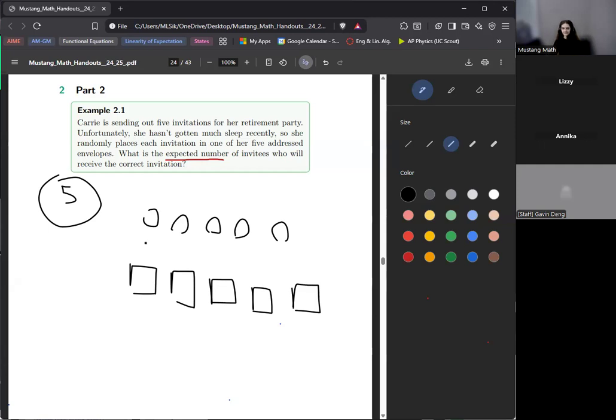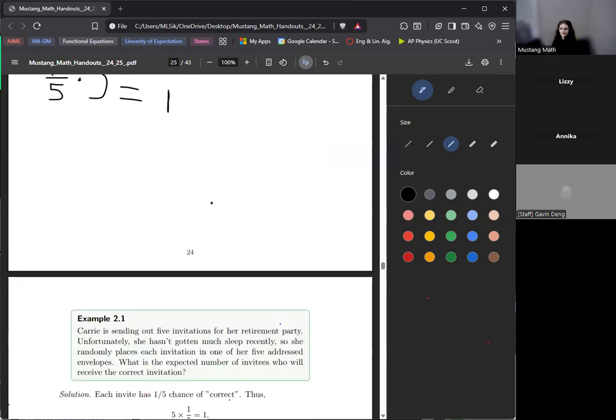So let's think about this. For the first invitation, we know that can go in any one of the 5 envelopes randomly. There are 5 different ways you could do it. That's like 1/5. Yeah, that's right. So each invite has a 1/5 chance of being correct, and then there are 5 of those. So yes, expected number is that simple. Each envelope has a 1/5 chance of being matched with the correct invitation, and then that is just 1. You could use this logic to expand it to any number of correct invitations. So yeah, you don't want to be randomly placing invitations. That's not going to work out.